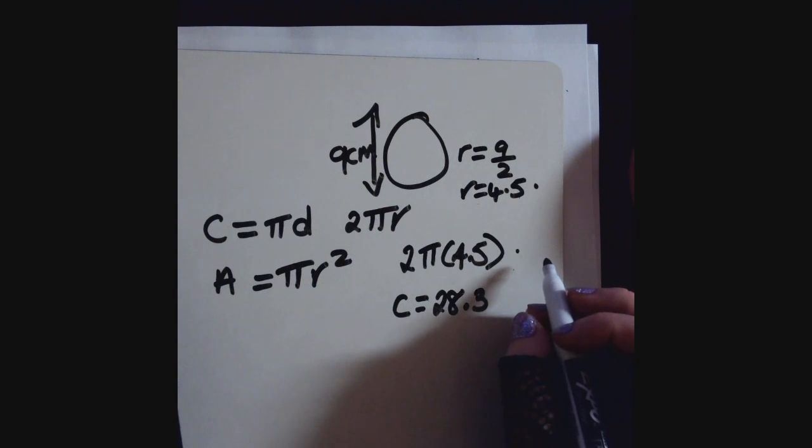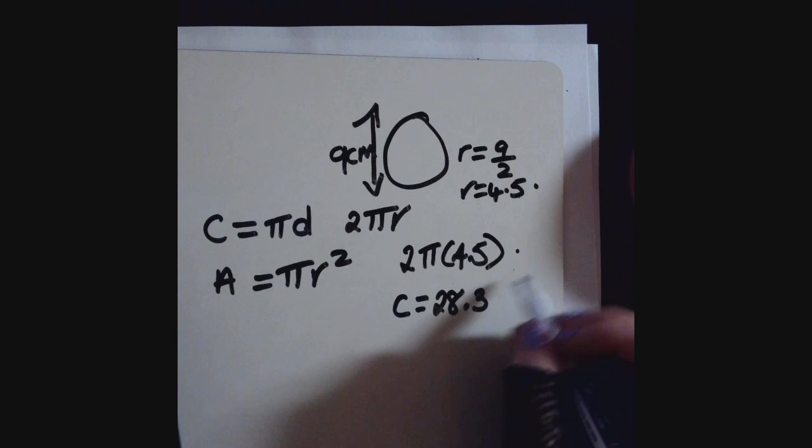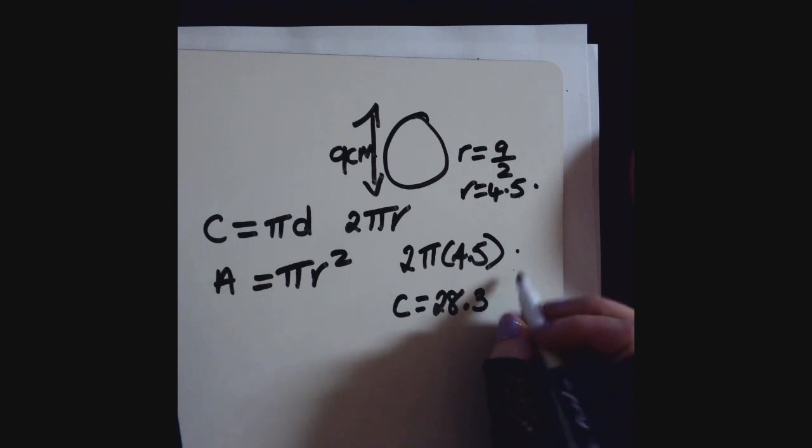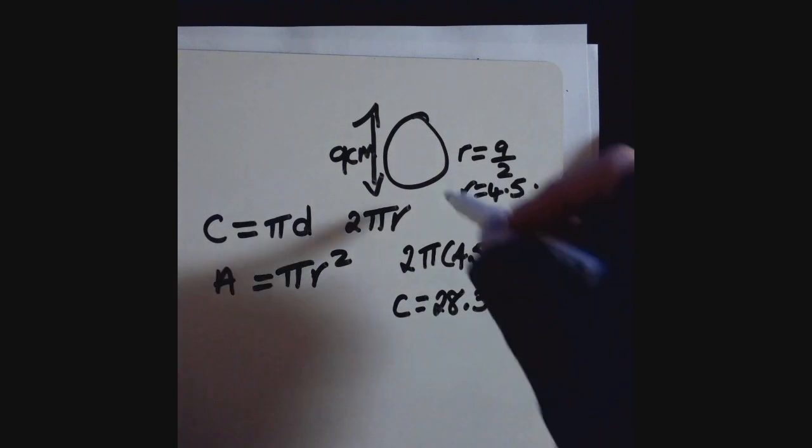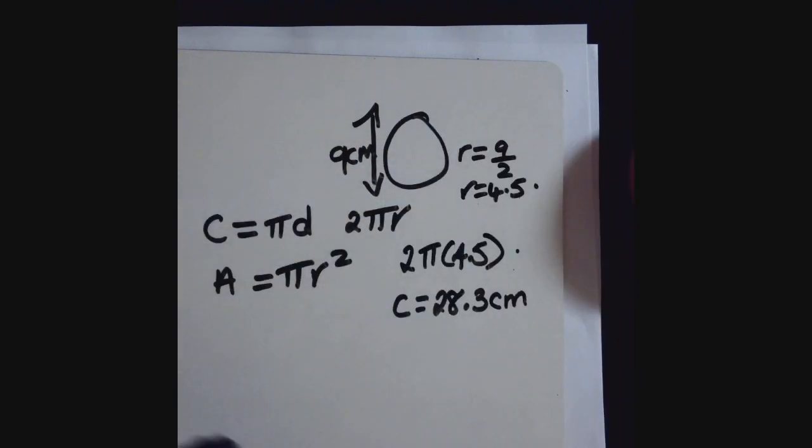However, tenth or 100th, they're going to tell you. If not, just go 1 or 2 places after. I'm just going to do 2, and that's just going to be centimeters because that's one dimensional. That's the circumference around the circle.